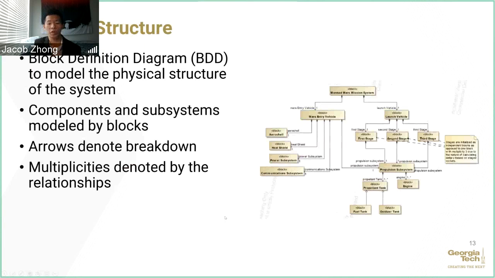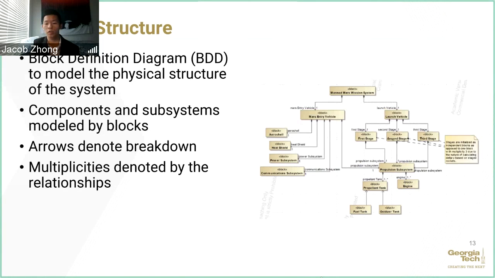And moving on to the physical structure of the system, this is represented by a block definition diagram where each block represents a system, subsystem, or component of the overall system. And the arrows flowing down from one block to another illustrate the part breakdown. So the lower level blocks are parts of the higher level blocks, and the numbers by those relationships, for example, the one by the relationship between Mars mission system and Mars entry vehicle, represents the multiplicity.